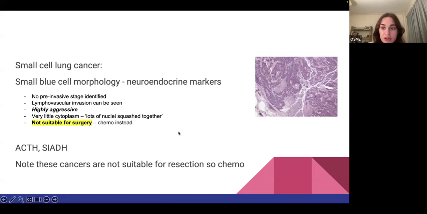If they provide a picture, it will look very densely nucleated, so it will be quite purple from the H&E stain, and it essentially looks like there's loads of nuclei squished together. And the main thing that you'll see is that there's lymphovascular invasion that will be mentioned in the question. They will often secrete things like ACTH and ADH, causing SIADH, as paraneoplastic syndromes, and they're just quite aggressive.